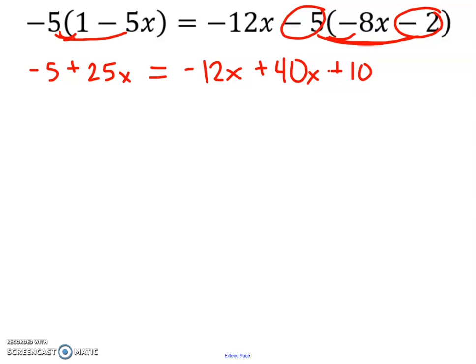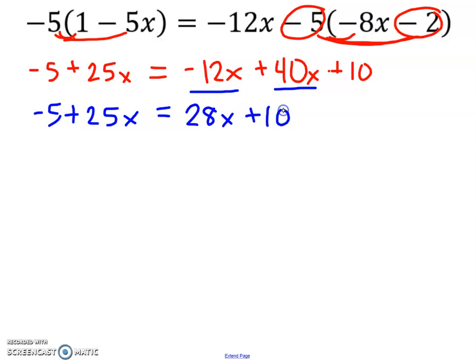We're looking, can I combine any like terms? So I'm on my left side. Negative 5 plus 25x. Nope, nothing to combine there. So I'm just going to leave it as is right now. And then I look on the right side. I have negative 12x and positive 40x. When I combine those, I get 28x because 40 minus 12 is 28. And then I'm left with that plus 10 on the end.